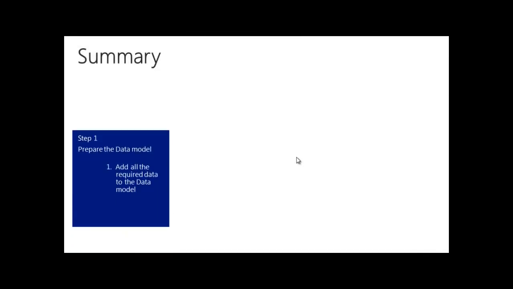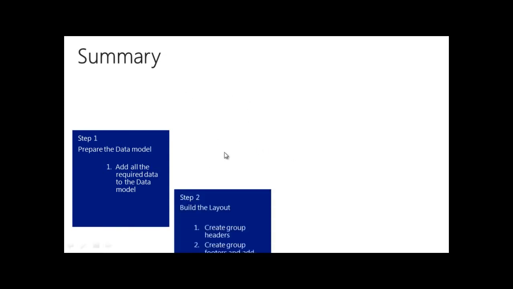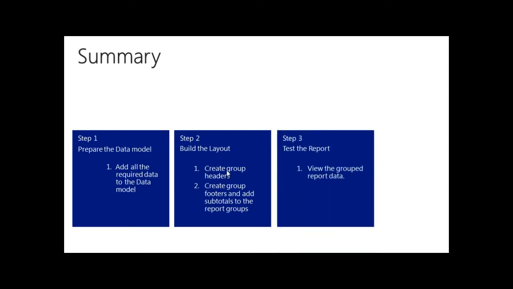To summarize, we made sure that all the required data is available in the data model of the report. Then we altered the layout of the report to have group headers as well as group footers with subtotals in it. Finally, we tested the report and we also saw how the data was grouped in our report.